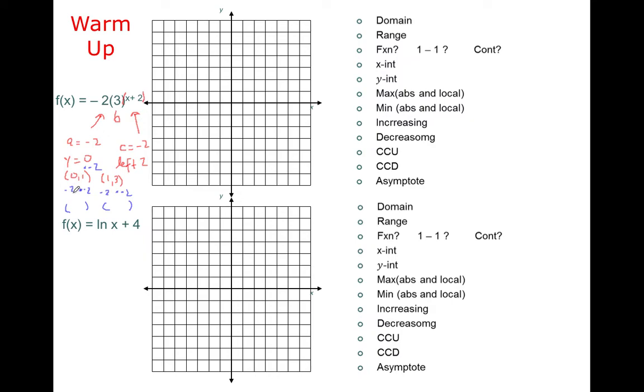0 minus 2 is -2, and 1 times -2 is -2. So the point 0, 1 has been shifted, right? And it's now at -2, comma -2. How about the second point, 1 comma the base? 1 minus 2 is -1. 3 times -2 is -6. So -1, -6.